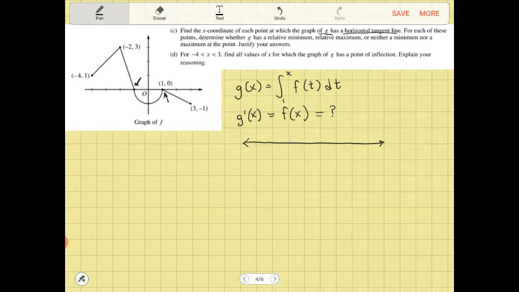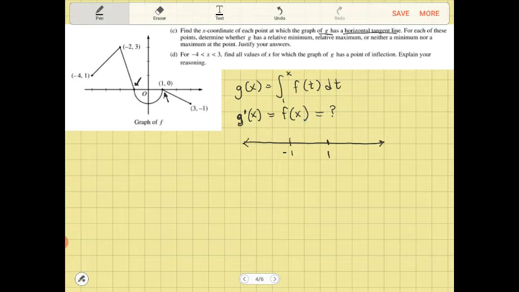How are we going to determine if these are max or mins? Well, we need to find the sign of the derivative, the sign of g prime. But remember, the sign of g prime is basically the sign of f of x. G prime and f of x are the same thing.